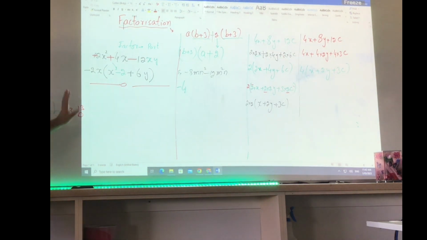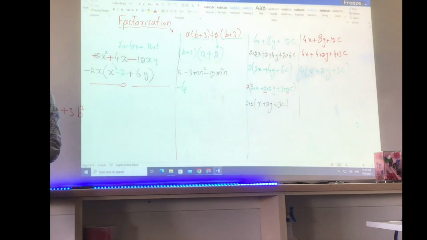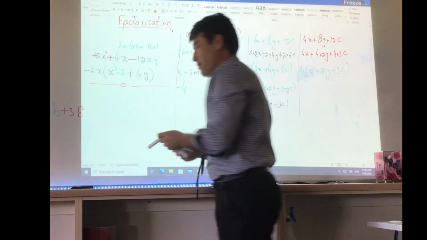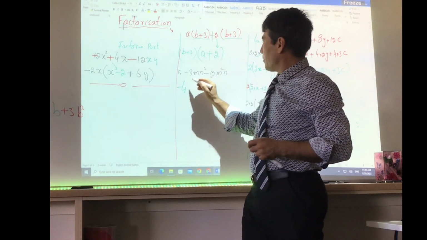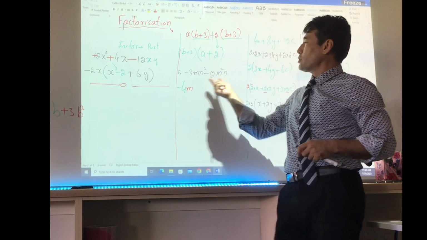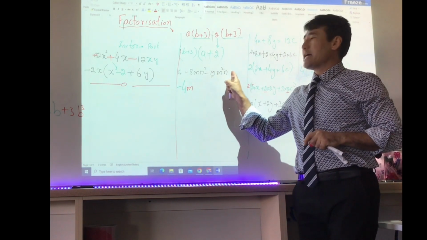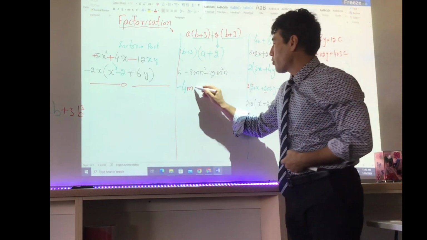So now think about this and tell me how many m should be common. One. Thank you. One m is common. How many n should be common? This one has 2 and this one has 1. So the lowest one is common, n 1.